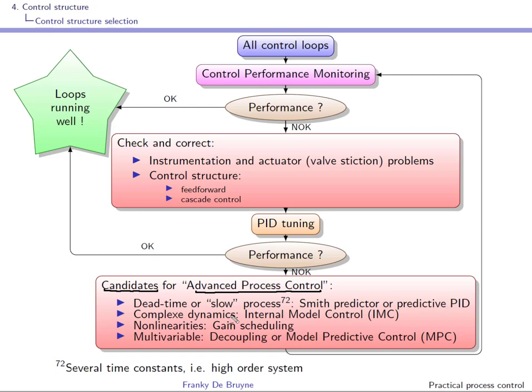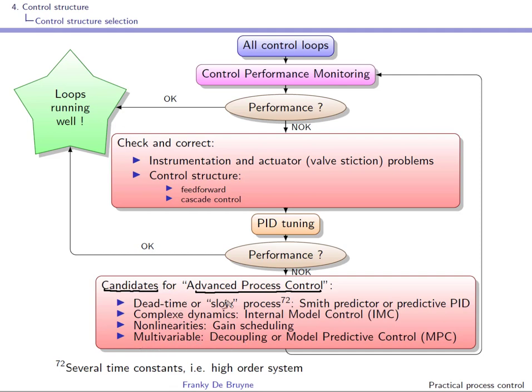In the case of complex dynamics, again, if you have a large dead time with respect to the main time constant, or if you have, for instance, an inverse type response, you can use internal model control. If the process has strong nonlinearities, in the sense that the behavior is very different around very different working points, then you can use gain scheduling or controller scheduling. And if the process is multivariable, you can use decoupling.